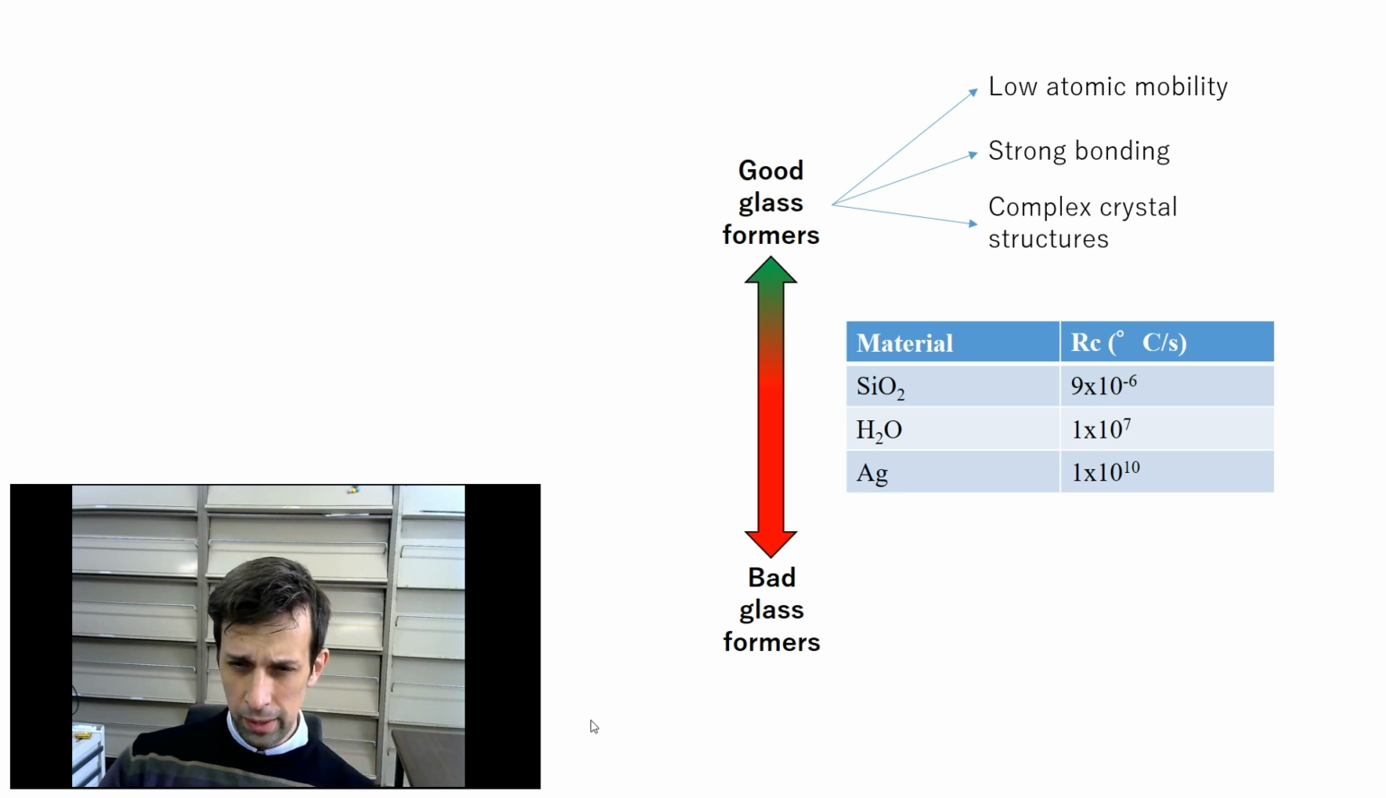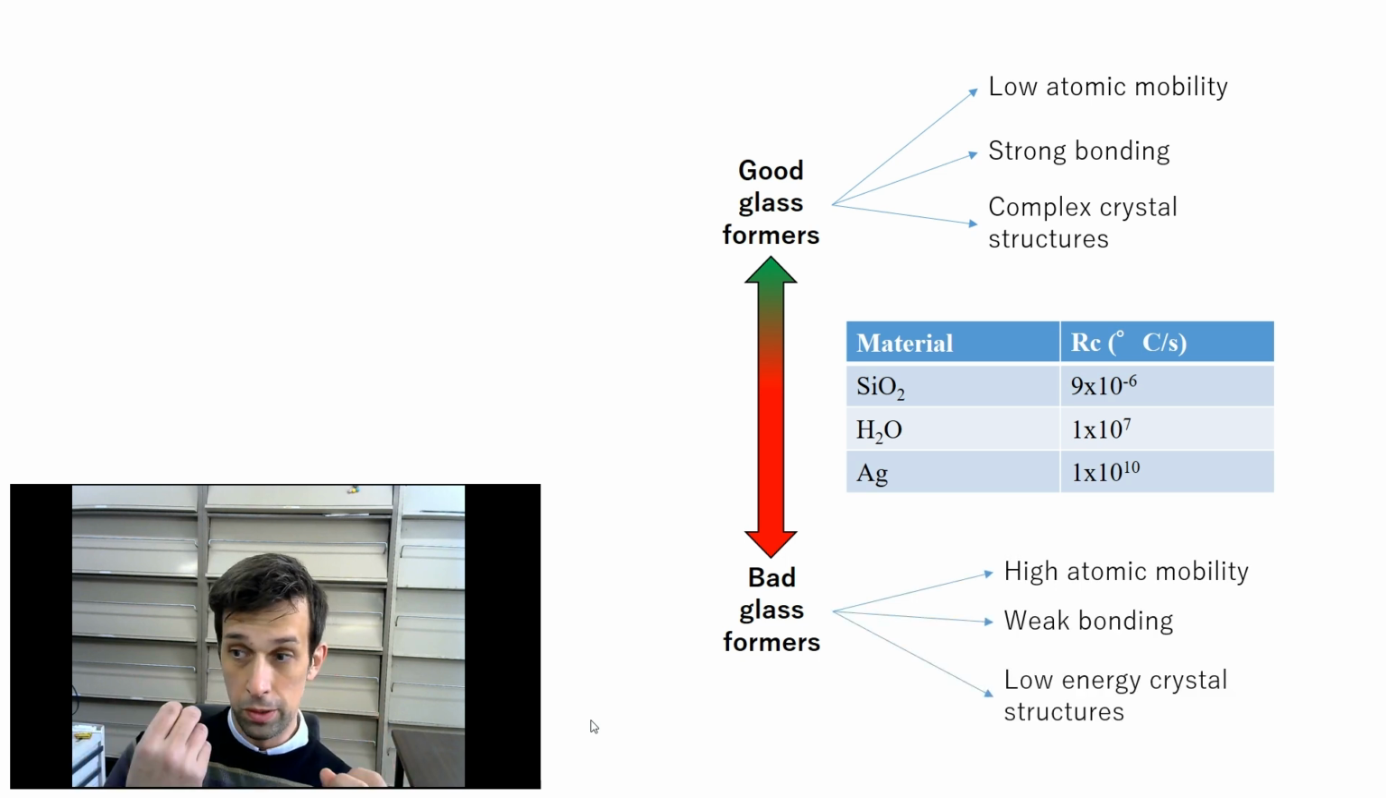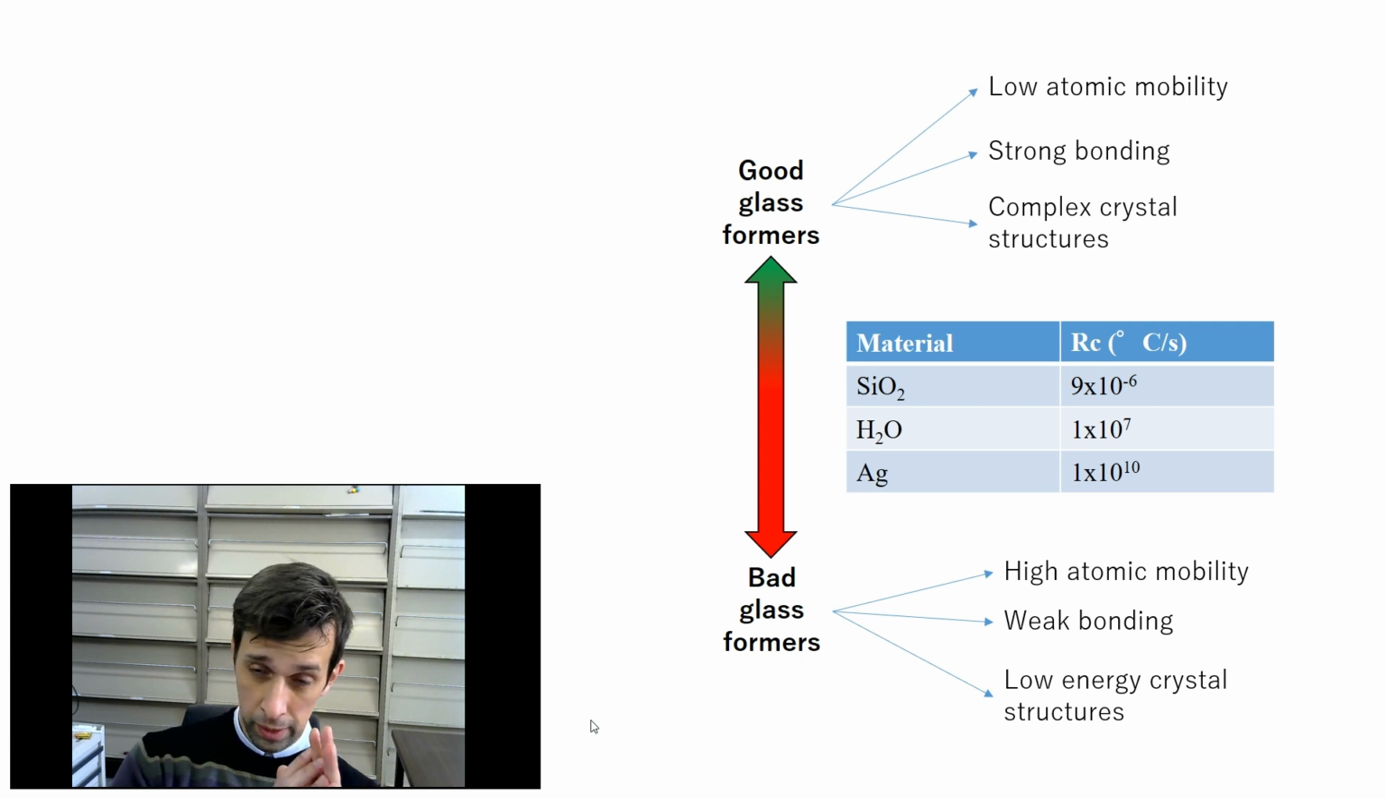Okay. At the other end of the spectrum, we have bad glass formers. They have high atomic mobility, meaning that it doesn't matter where you put your atoms, they will move to reach a position where they can have order. They have weak bonding, meaning that they can break and form bonding to other atoms and reorganize themselves to a more suitable position. And they form low energy crystal structures like the face-centered cubic we saw before. This means basically that they're organized better, they take less space, they take less energy, they are more compact, and that's why they form easily this nice regular structure.